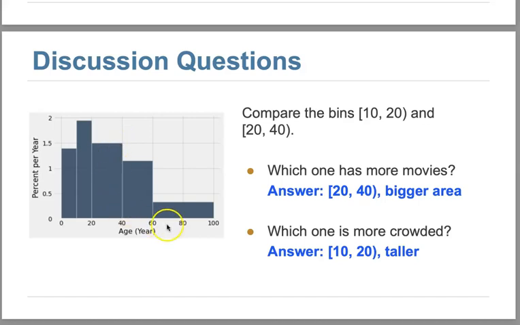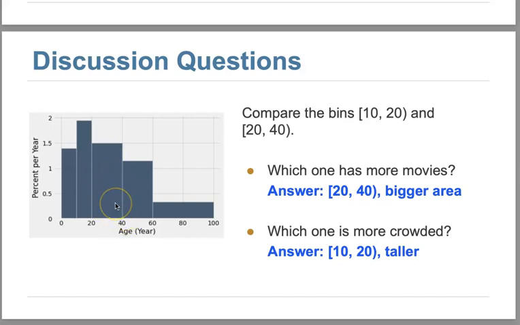So this diagram shows the bins. We use different sizes for the intervals, so that's why they can ask you some questions. You compare the bin for 10 to 20. Remember, the lower bound is inclusive but the higher bound is exclusive, that's the parenthesis. So you compare 10 to 20 with 20 to 40. Which one has more movies? You need to look at the area, and the area for 20 to 40 is bigger.